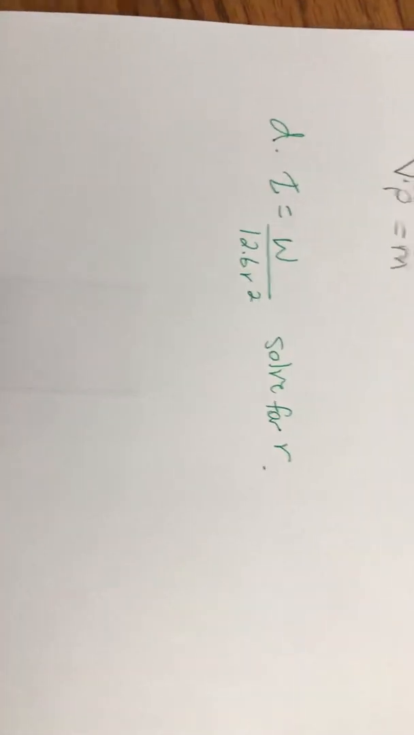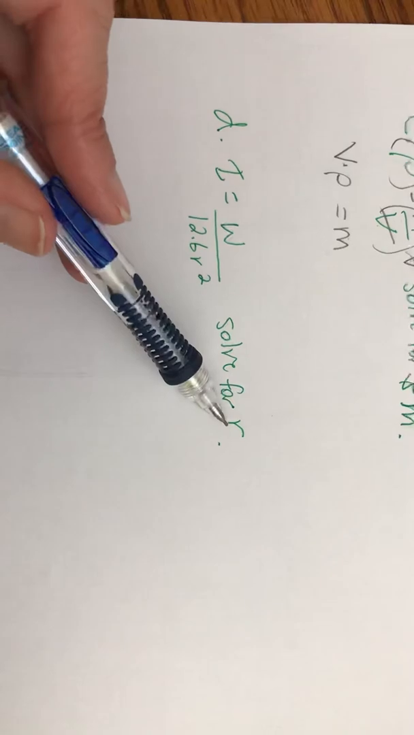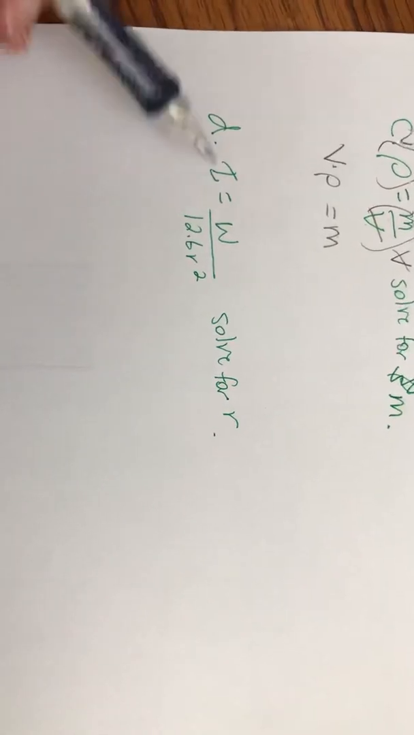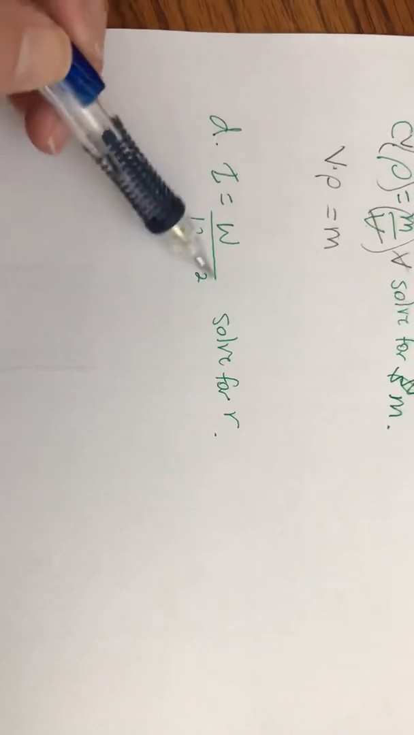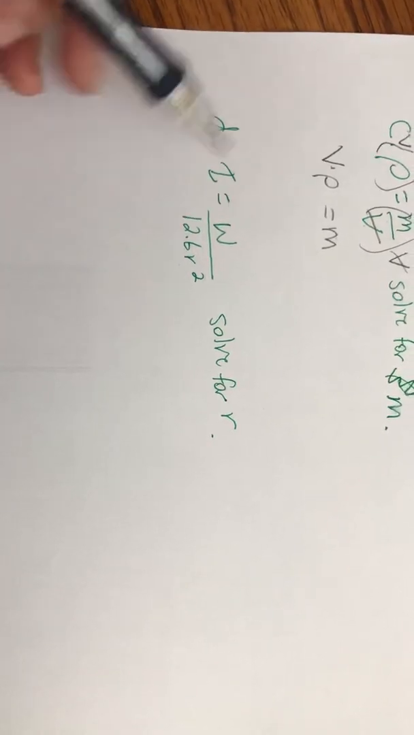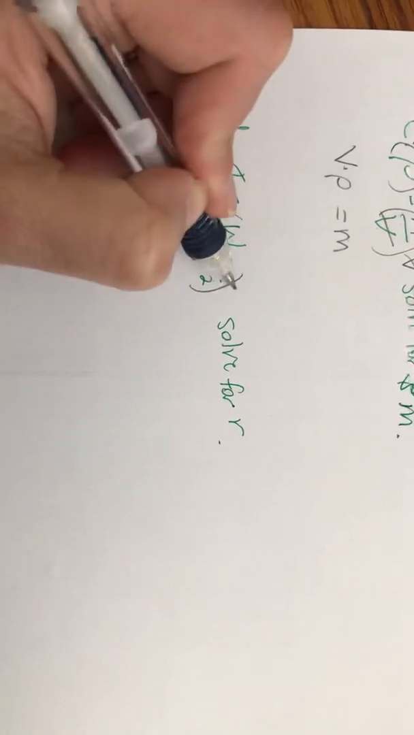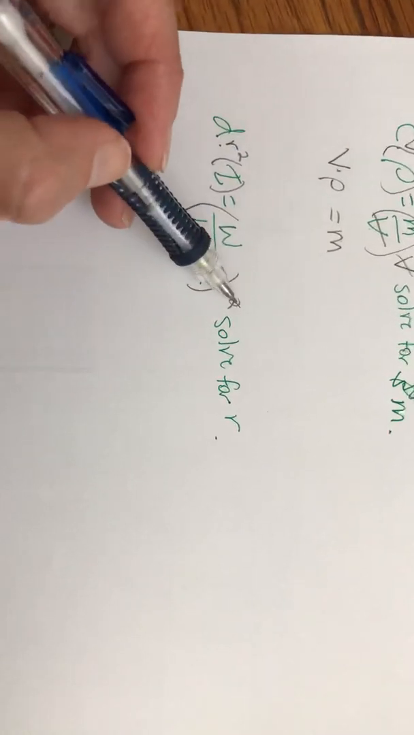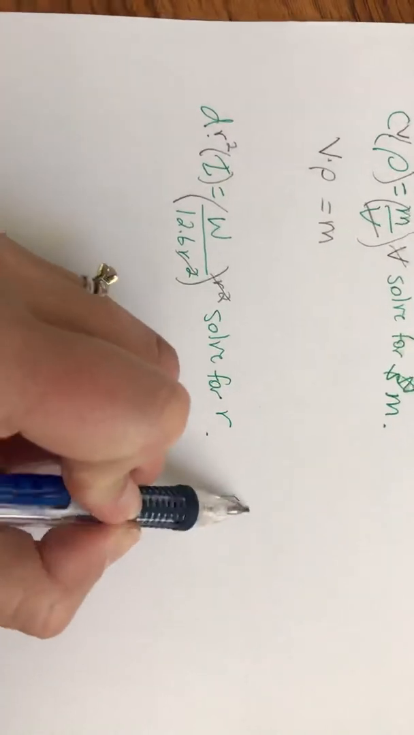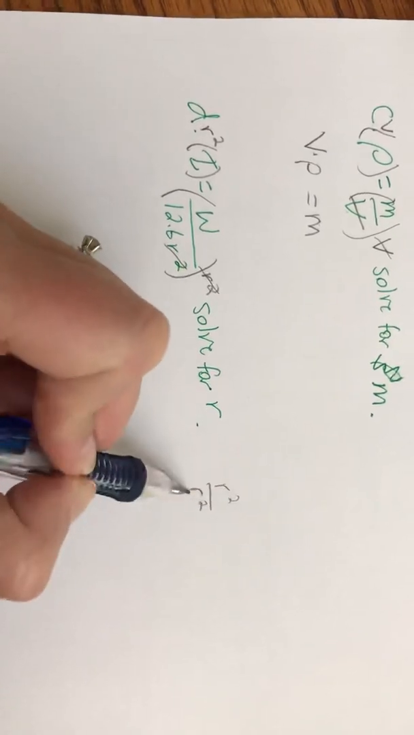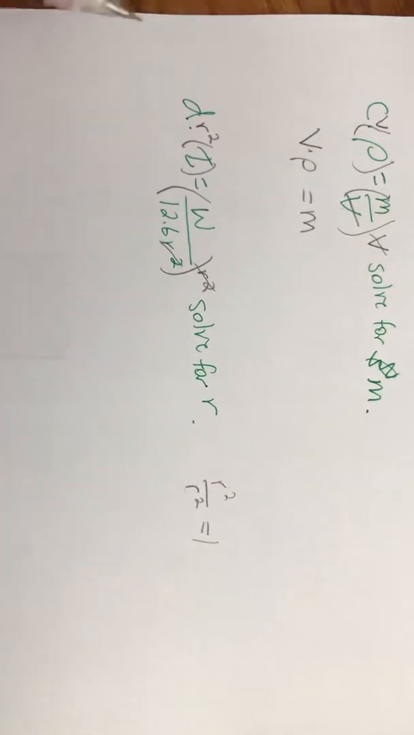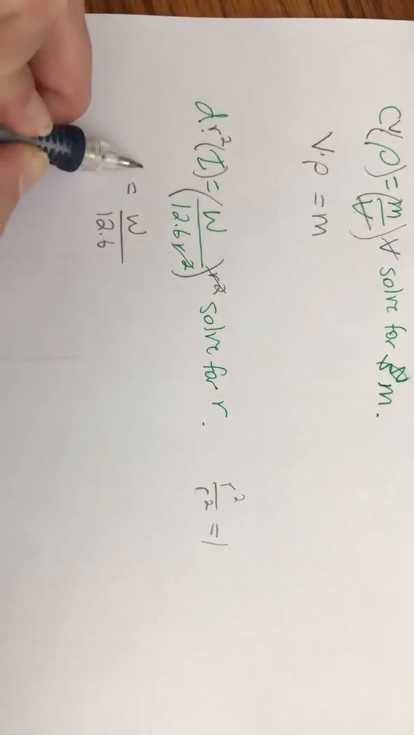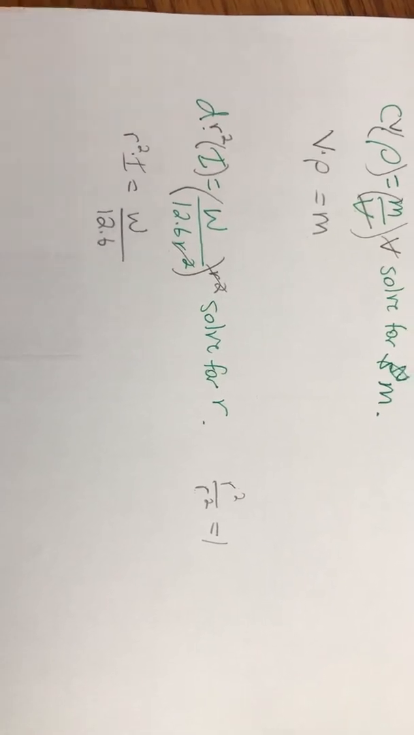Alright, this is probably the hardest one. They want us to solve for R, which in this case represents distance to the light bulb, given the intensity of light. So R is in the denominator, and I want it out of the denominator, so I'm going to multiply both sides by R squared. And so this R squared and this R squared, they make a giant 1, right? Same thing over the top and bottom equals 1, so they cancel. And I'm left with W over 12.6 equals I times R squared.